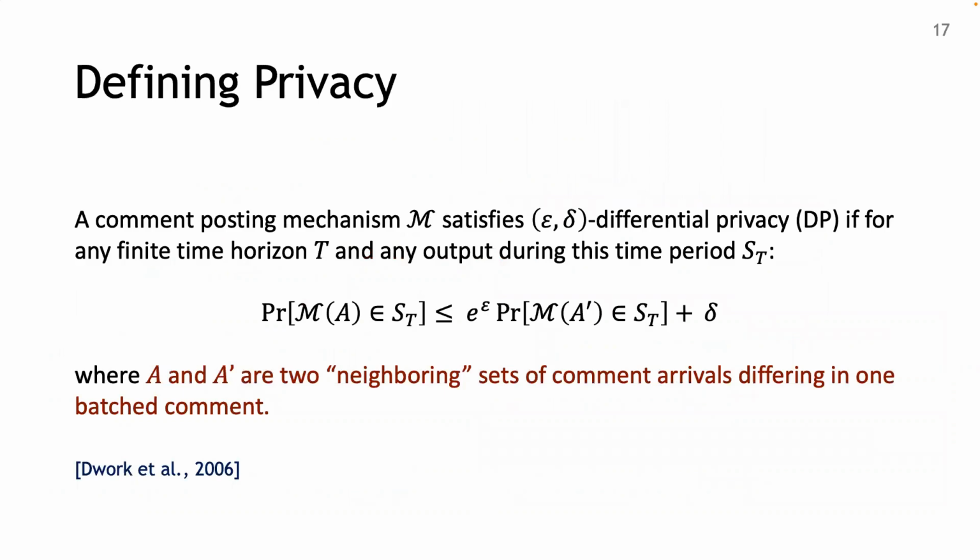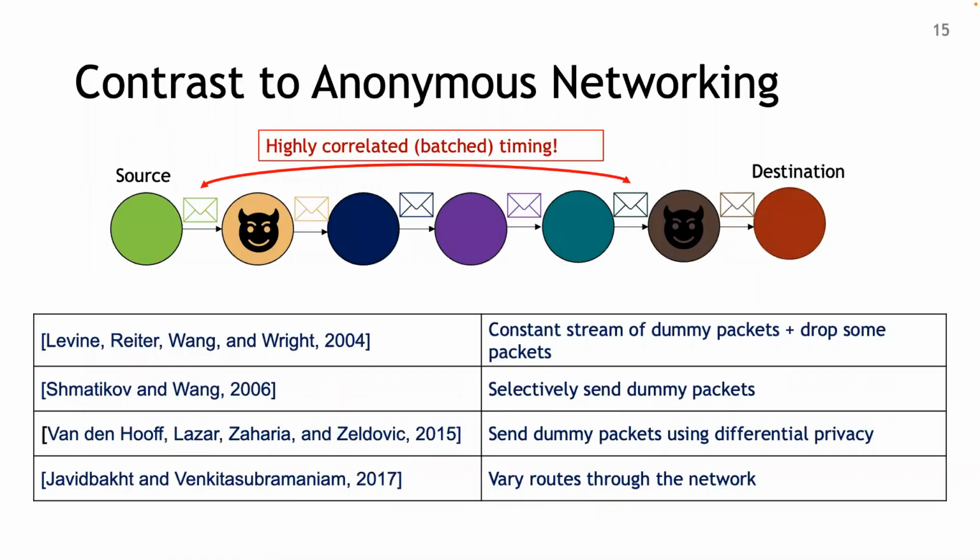And a starting place is to try to define things in terms of differential privacy. Yeah, exactly, that's what you're trying to optimize in your setting. Sorry, what exactly are we trying to optimize? Yeah, we're trying to hide that batching occurred.